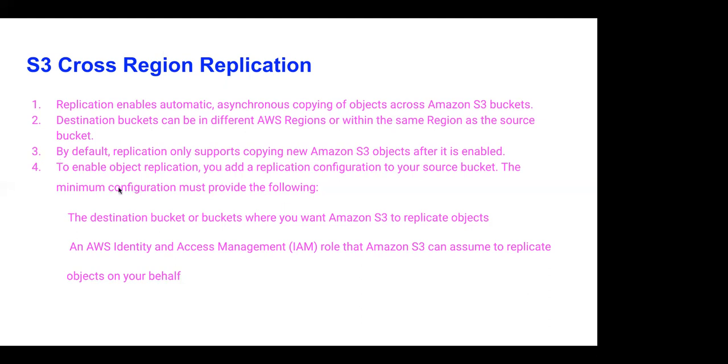As I told you, by default, replication only supports copying new Amazon S3 objects after it is enabled. For example, I have created a test bucket and a production bucket. When I enabled cross-region replication, the test bucket already had 10, 12 objects. Now these 10 objects won't get copied. If you want them copied from one region to another, then you have to contact AWS support. But by default, what is in your control is, after enabling cross-region replication, whatever you add to your test bucket would get added to your production bucket.